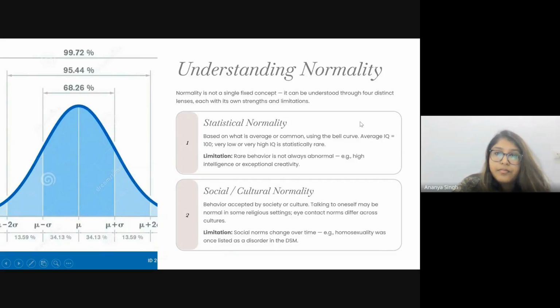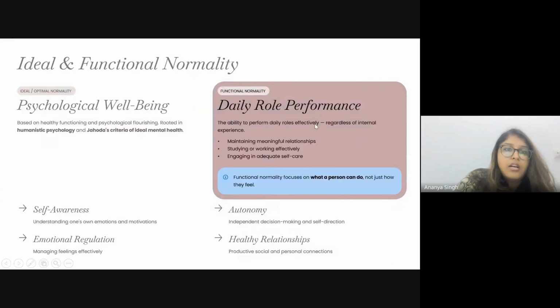Next is the ideal and functional normality. Ideal being, what is my idea of ideal functioning? What is healthy or normal? What is healthy and optimum for human functioning? Those standards we take to compare whether the behavior is normal or abnormal. This is mainly rooted in humanistic psychology, and there's this particular theory by Jahoda regarding criteria of ideal mental health, which are given below: self-awareness, emotional regulation, autonomy, and healthy relationships.